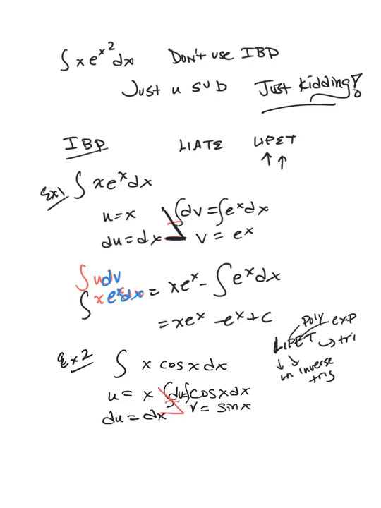Lucky number 7. So the integral of x cos x is equal to u times v. That's x sine x minus the integral of v du, which is sine x dx. So the integral of sine x, this is a negative, so this is just cos x, so it's x sine x plus cos x plus c. That's the antiderivative.